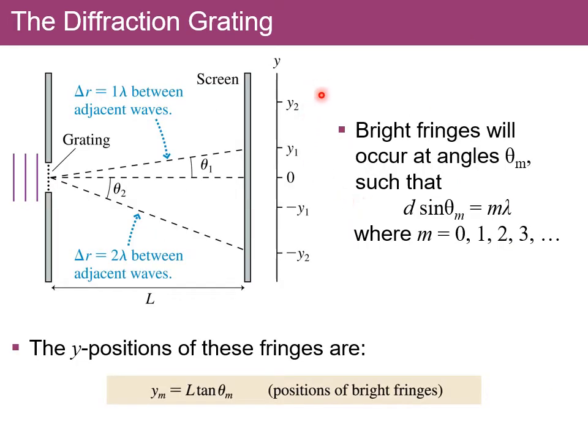We find that bright fringes then occur at angles theta m such that d sine theta m equals m lambda, where m can again take on any integer value. The y positions of these bright fringes are equal to L times tangent theta m.